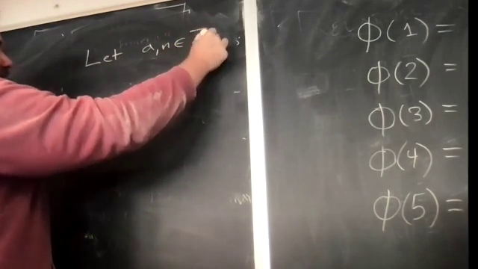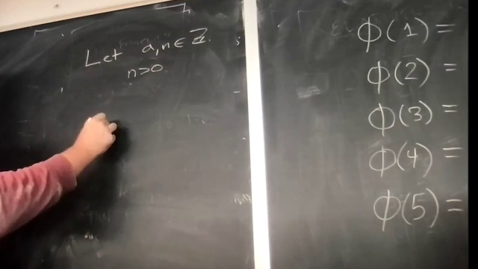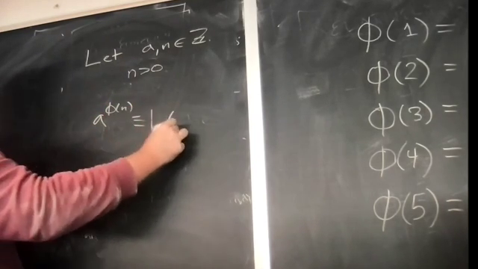Let a and n be integers, n greater than 0. a to the phi of n is congruent to 1 mod n.